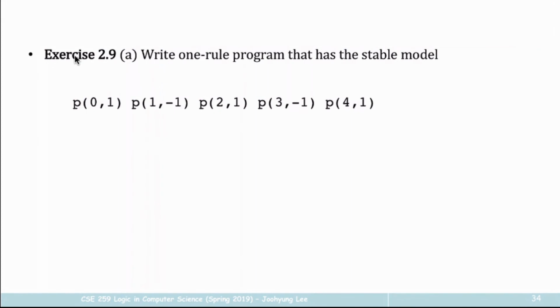What about this one? So it has to go from 0 to 4. So you can see that you have to introduce one variable. The first argument should go from 0 to 4, right? That's fine. But the second argument is alternating between 1 and minus 1. So how do we write it? Anyone knows how to do it?